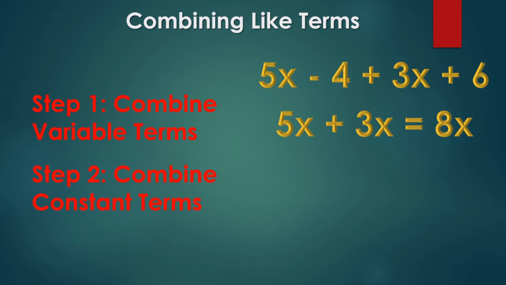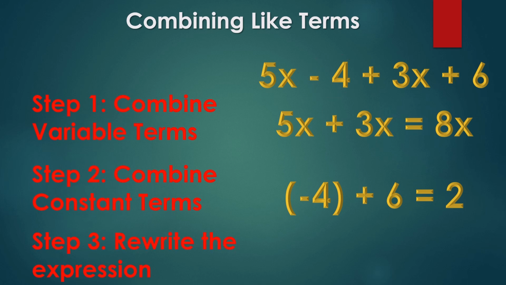Then we're going to look at the constant terms. Well, we have a negative 4 and a positive 6. Now if you notice, I did include the negative in that circle, and that's because I want you to remember this, because it's going to make it way easier for you to think about. If you don't, then you have to put a negative outside of everything, and it just gets really weird. So negative 4 plus 6 gives us 2.